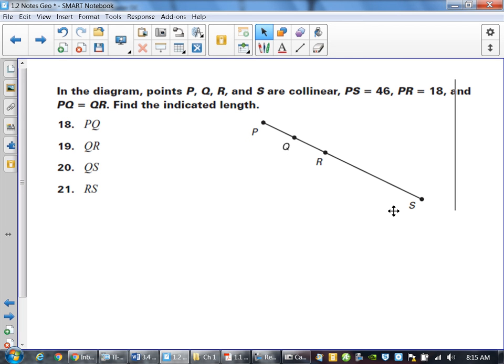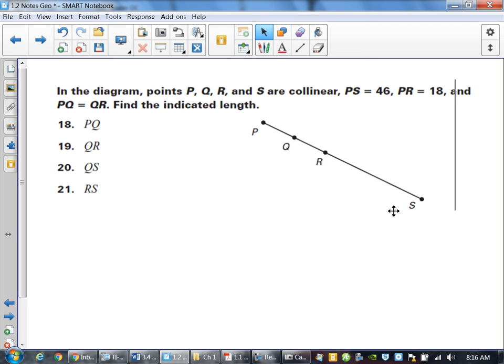This is where it gets interesting. What isn't on this diagram? What's that? Bless you. I couldn't hear you. There's 4 points, but what I'm looking at here is there's no numerical value given to anything. Guys, come on. So it says that in the diagram, points P, Q, R, and S are all collinear. Oh, okay. It tells you that PS is 46, PR is 18, and PQ equals QR.